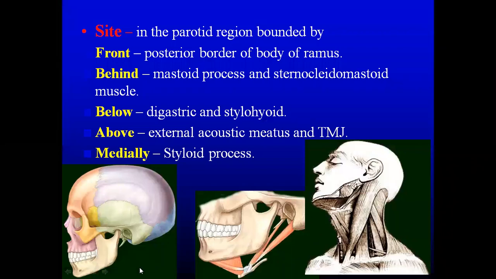So, where exactly is the parotid gland situated? Para-otic, that is right in front of the ear. Whatever gland we have there, that is the parotid gland.